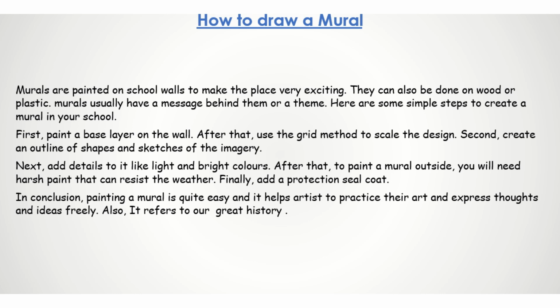Here are the steps: introduction to the importance of your idea, and then you start the big paragraph with the steps. First, paint a base layer on the wall. After that, use the grid method to scale the design. Second, create an outline of shapes and sketches of the imagery. Next, add details to it like light and bright colors. After that, to paint a mural outside, you will need tough paint that can resist the weather. Finally, add a protective seal coat.